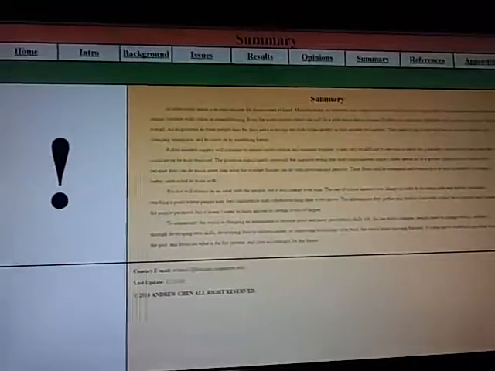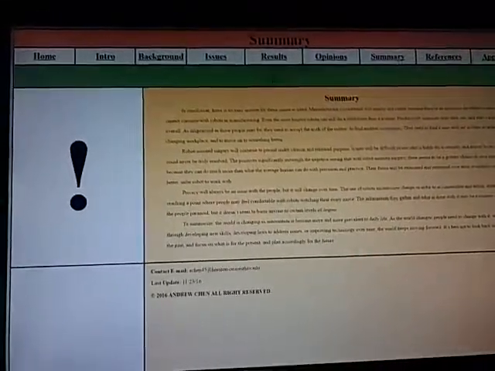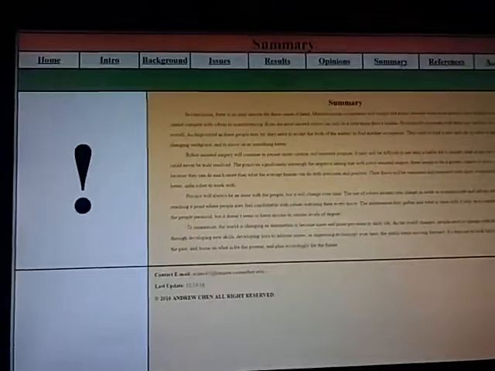To summarize, the world is changing as automation is becoming more and more prevalent in daily life. As the world changes, people need to change with it, whether through developing new skills, developing laws to address issues, or improving technology over time. The world keeps moving forward, and it's best not to look back on what was in the past and focus on the present and plan accordingly for the future.